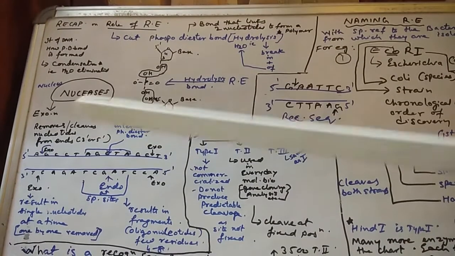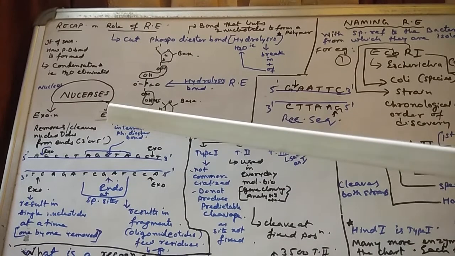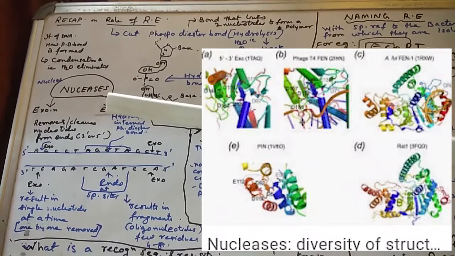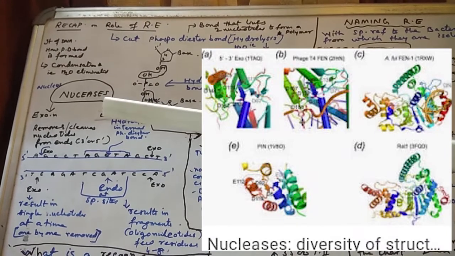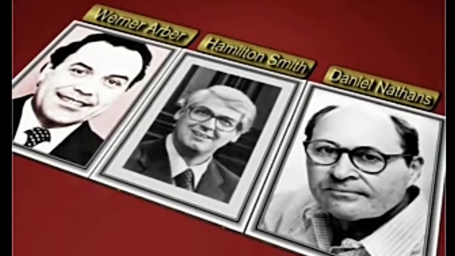This is the nucleus, and the enzymes present in it are called nucleases. So many enzymes were found in the nucleus. The scientists classified them as exonuclease and endonuclease.